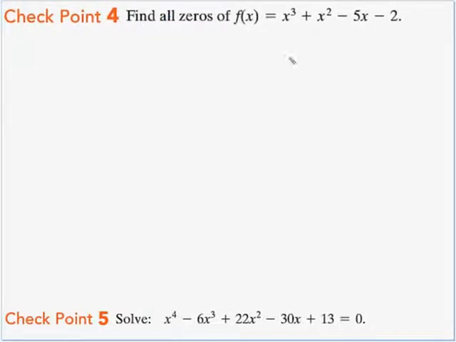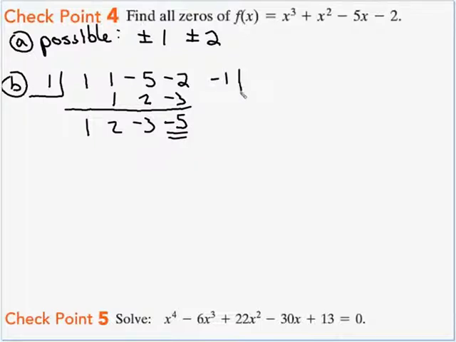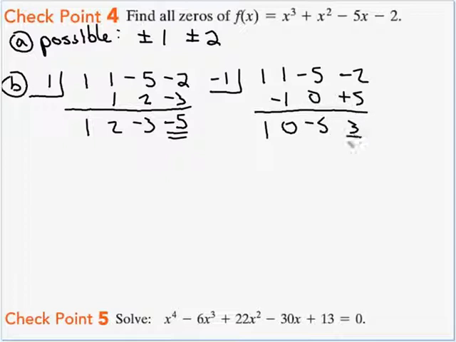All right, for checkpoint 4, I like to stick with the book's homework setup. Part A is I list the possibilities. The leading coefficient is a 1. The constant is a 2. So our only possible roots are plus and minus 1, plus and minus 2. Let's do a little synthetic division. I always start with positive 1, and our coefficients are 1, 1, negative 5, negative 2. So I drop the leading 1, multiply and add, multiply and add, multiply and add, remainder. No luck. Let's try negative 1 into the same coefficients. Drop the leading 1, multiply and add, multiply and add, and it didn't work again.